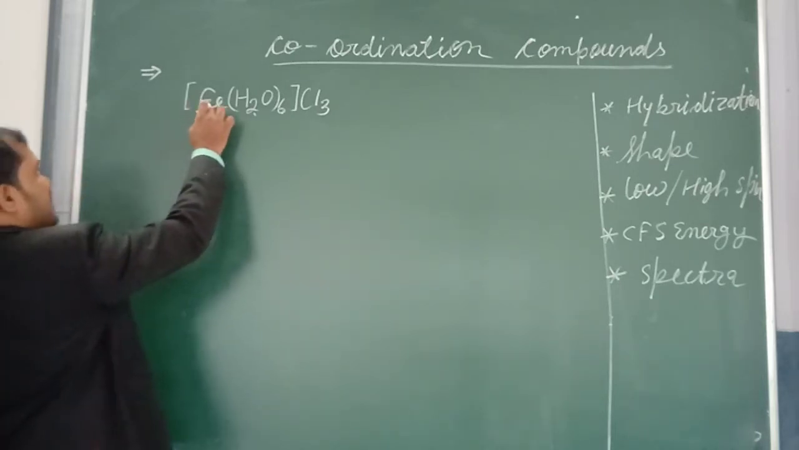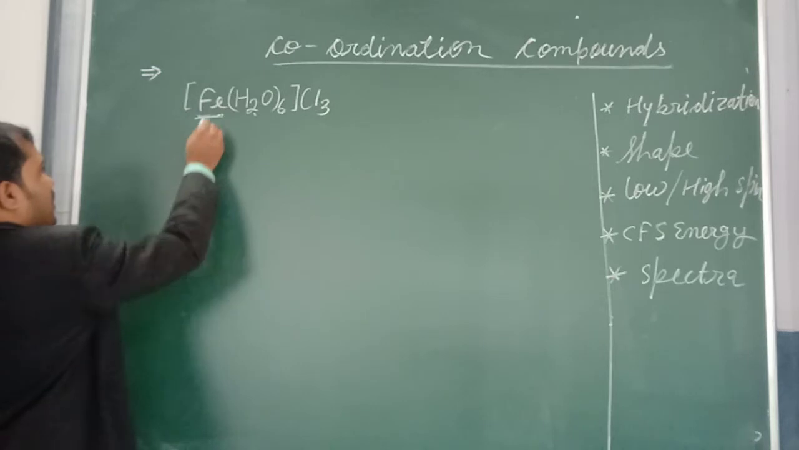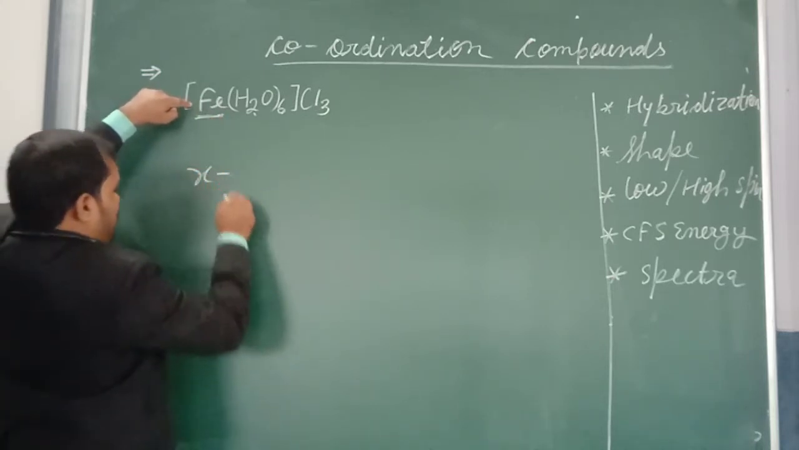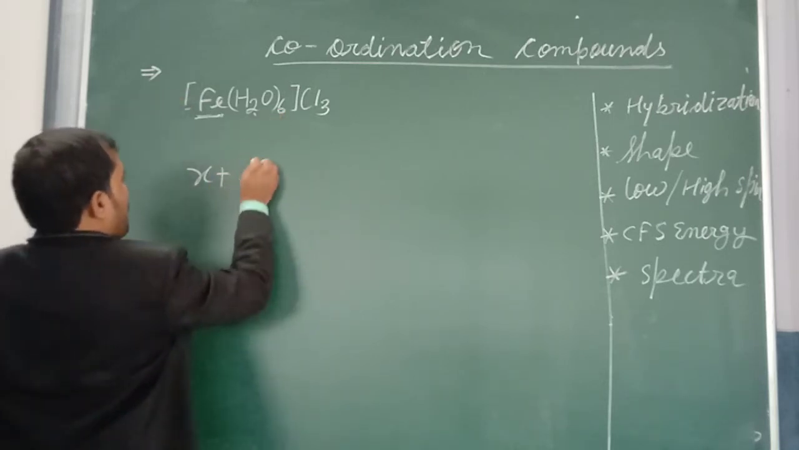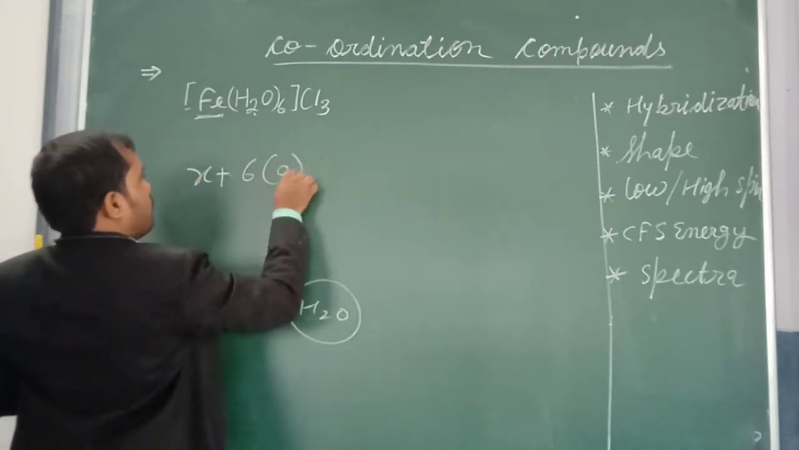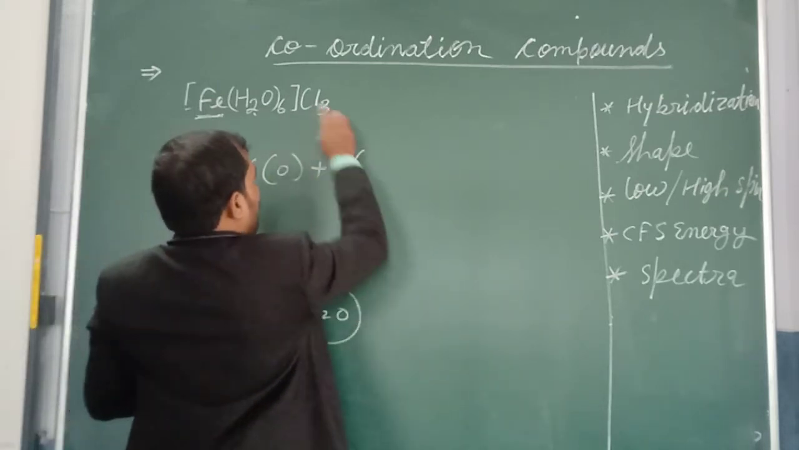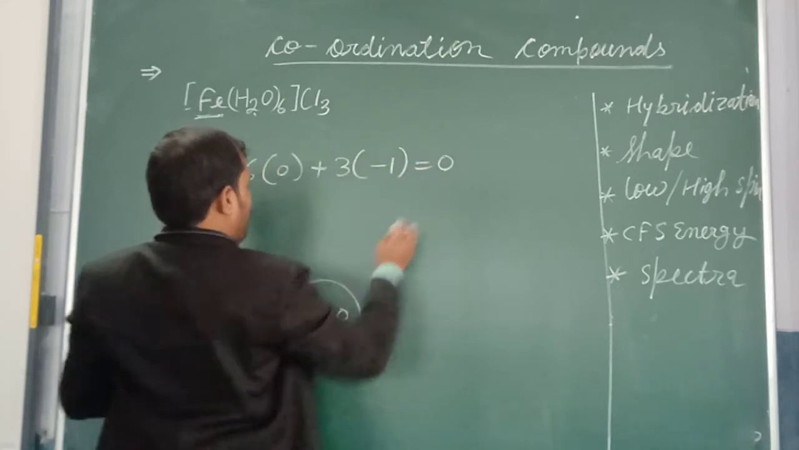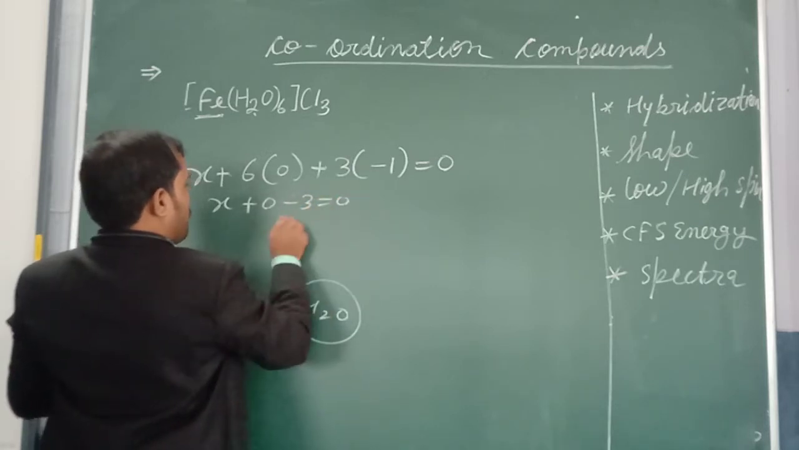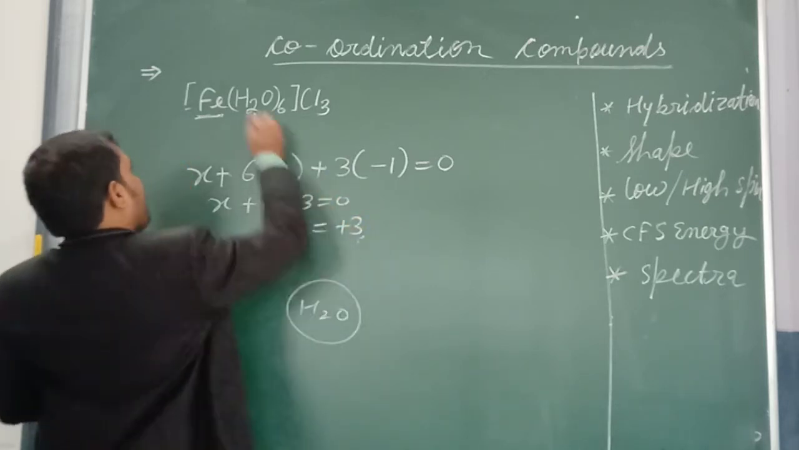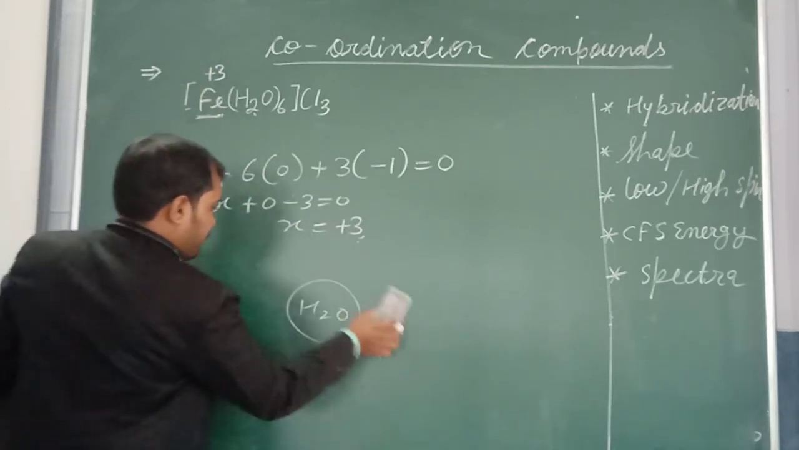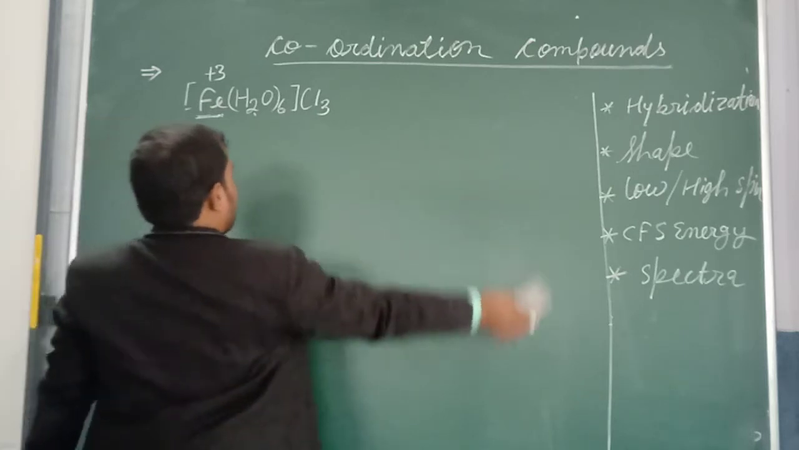Please see, what is the oxidation state of this? Suppose the oxidation state of the ion is X, plus how many water? Six. Each water is a molecule which has no charge, so 0, plus 3 into 1 chlorine with minus 1, is equal to 0. X plus 0 minus 3 is equal to 0, so X is equal to plus 3. Here the iron exists in the plus 3 oxidation state. Clear, my dear?